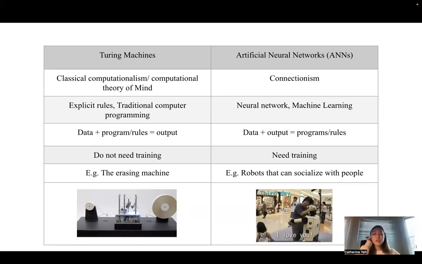So basically, Turing machines are based on the concept of classical computationalism, which is also called the computational theorem. And it states that human brains, just like these Turing machines, both function in a rule-governed manner via the manipulations of symbols that are stored in their memories. So, in other words, Turing machines work based on explicit rules.